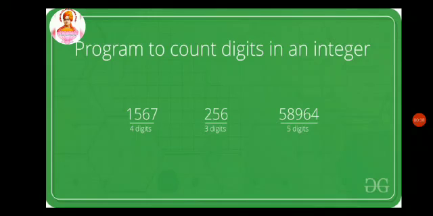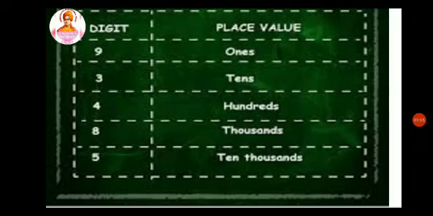In this slide I have three numbers. My first number has 4 digits, the second number has 3 digits and the last number has 5 digits. So when I compare my first number to the second number, the first number is larger because it has 4 digits. Likewise, when I compare my second number to the third number, the third is the larger number. Like this, we can easily find the larger number from the given numbers.